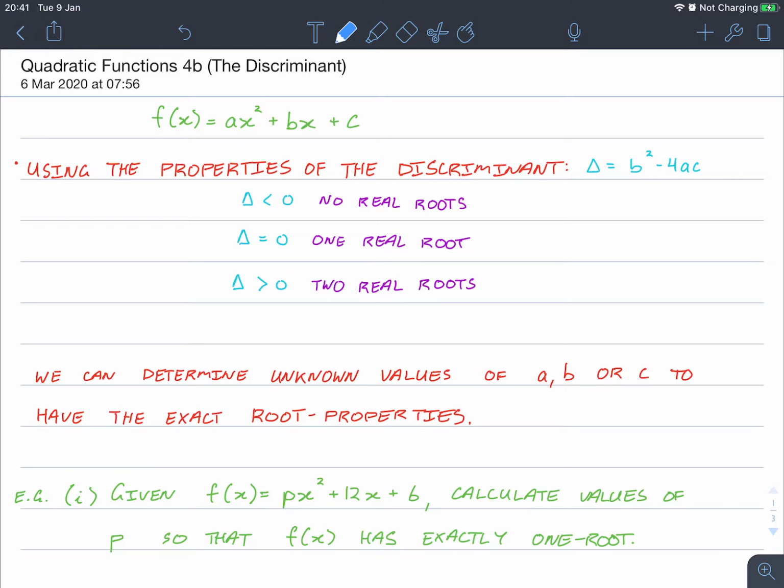Hello class, this is a video tutorial on quadratic functions, part 2 of the discriminant. So as we know, we have a quadratic function, f of x equals ax squared plus bx plus c. From this, using the properties of the discriminant, in case you've forgotten it, it's delta equals b squared minus 4ac.